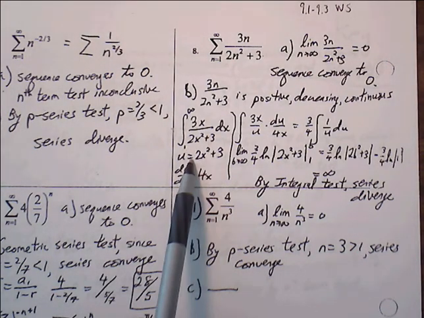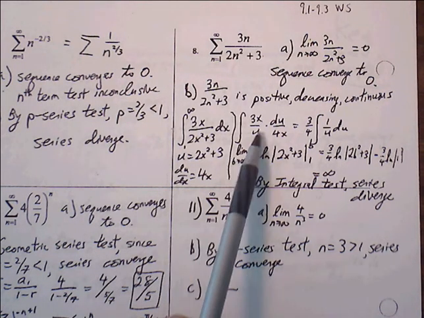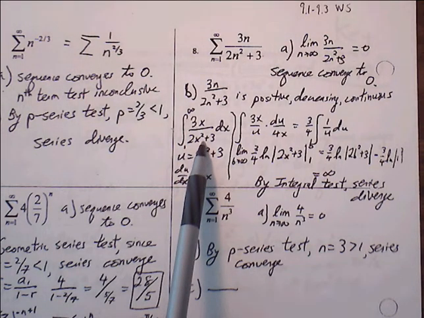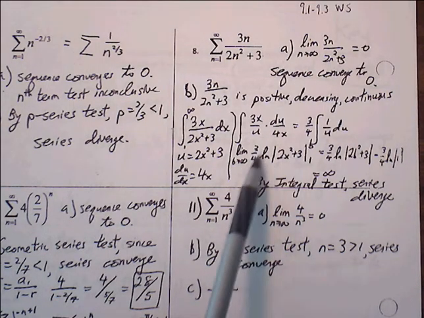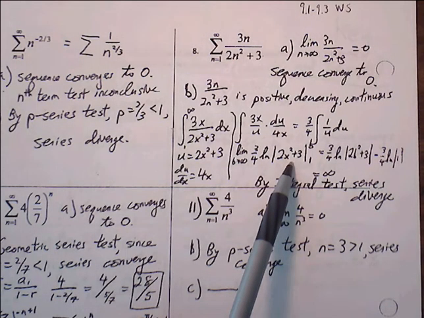We go through u substitution. Our u value is 2x squared plus 3. The derivative is 4x. Going through u substitution, the 3x stays initially. 2x squared plus 3 gets replaced with u. dx gets replaced with du over 4x. The x is canceled out. We're left with 3/4 integral of 1 over u du. Replace u back in terms of the original variable, 2x squared plus 3.